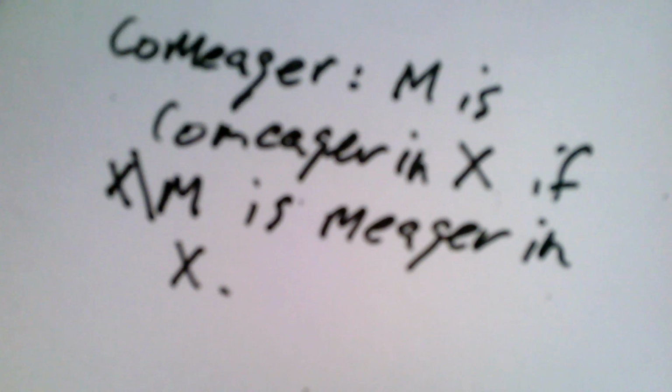So it turns out that the same set can be meager in one space and non-meager in another, or nowhere dense in some space and not nowhere dense in another space. So let's give an example of that, because that is important.